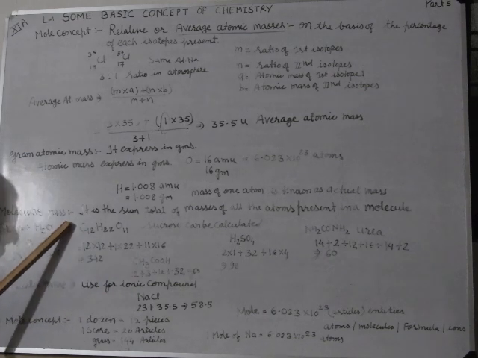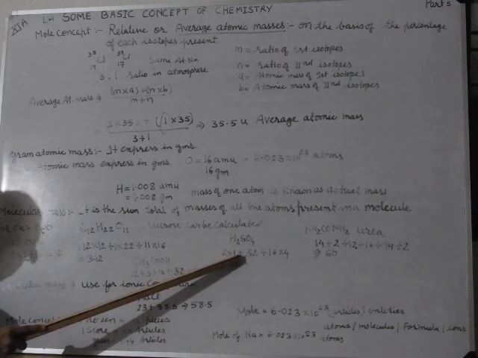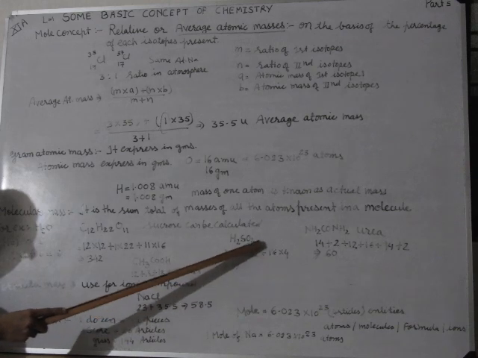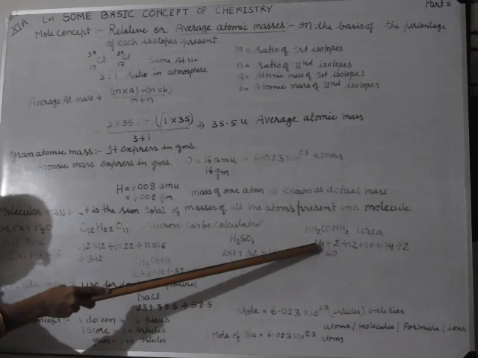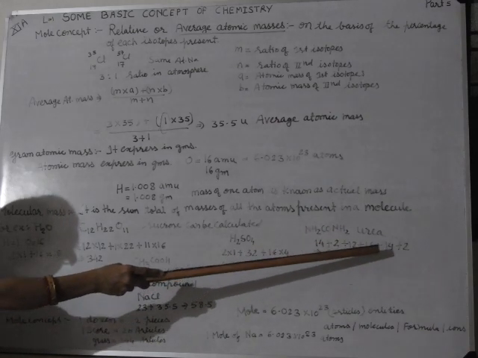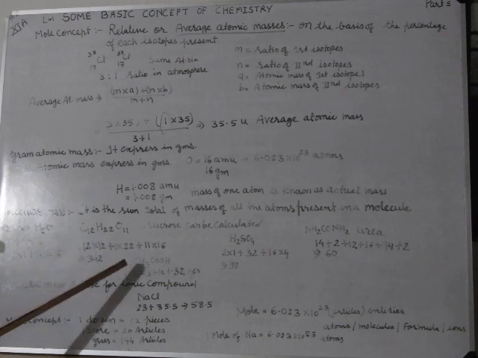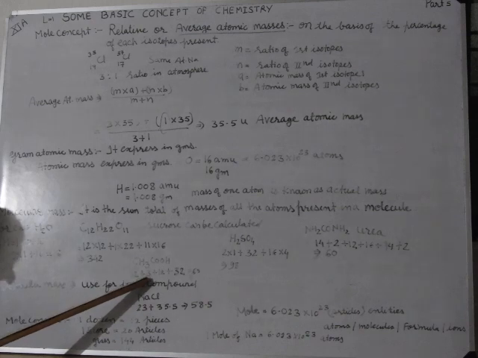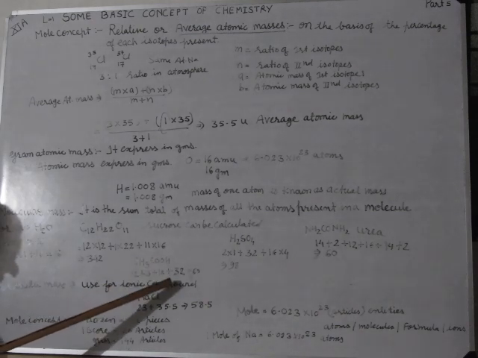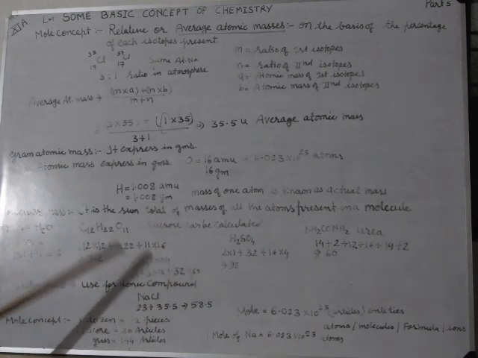Molecular mass of sucrose is 342. For H2SO4: H2, 2 into 1, plus sulfur having 32, plus oxygen having 16 into 4, so the total is 98. For urea, NH2CONH2: 14 plus 2 plus 12 plus 16 plus 14 plus 2, total 60. In this way we can calculate the molecular mass of acetic acid, CH3COOH: carbon 12, hydrogen 3 into 1, carbon 12, oxygen 16 plus 16, 32, giving a total molecular mass of 60.